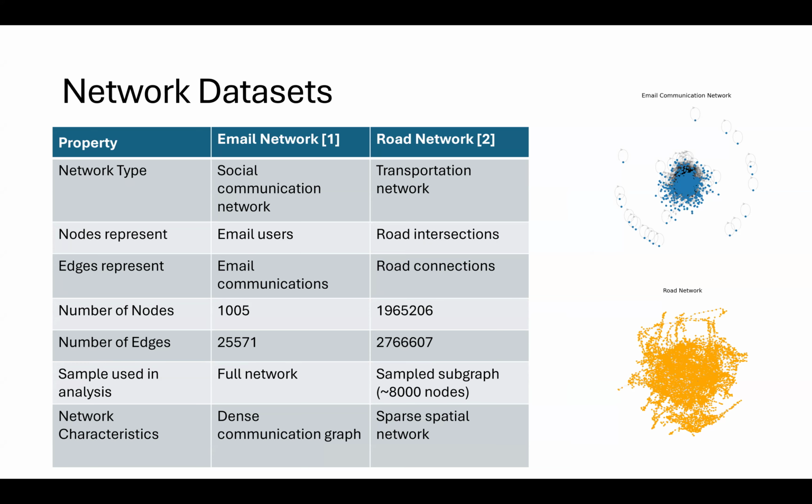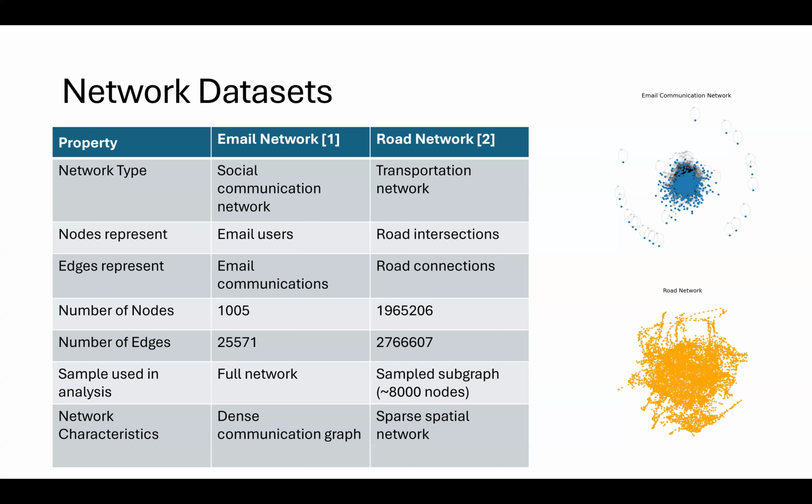And the second dataset is the California Road Network. Here, nodes represent road intersections and edges represent road connections between them. This dataset is much larger and represents a spatial transportation network. Using these two different network types allows us to observe how centrality measures behave in both social communication networks and physical infrastructure networks.